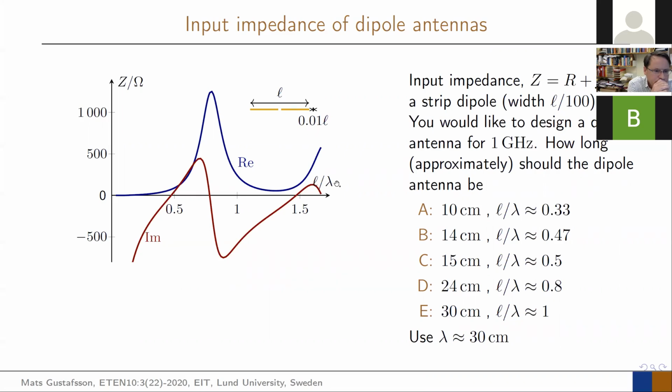Okay, I will end the poll. And here you can see the result. So the majority wanted to have C, which is 0.5. Quite a few also B, and then some people thought A, and some people thought E.